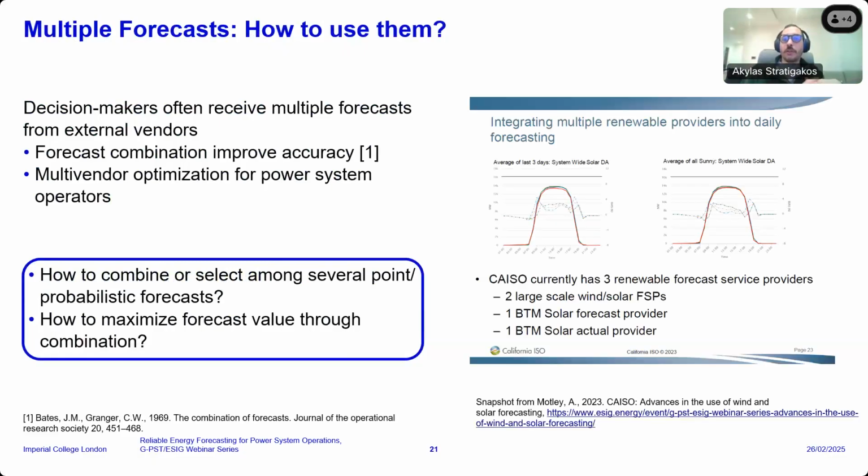Funnily enough, this work was motivated by an ESIG webinar that took place last October, I think. It was presented by Amber Motley from California ISO about the advances in the use of wind and solar forecasting. According to that presentation, the California ISO implements what they call multi-vendor optimization. They get forecasts from different service providers, and then an expert utilizes their knowledge to select which one will be used operationally. So the question here is, how can we use data to improve upon such a process and make it adaptive to evolving information? In effect, how to combine these forecasts, and taking this one step further, how can we combine forecasts in such a way that accounts for the downstream decision-making process?